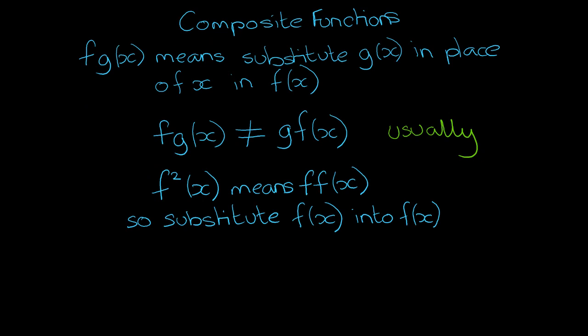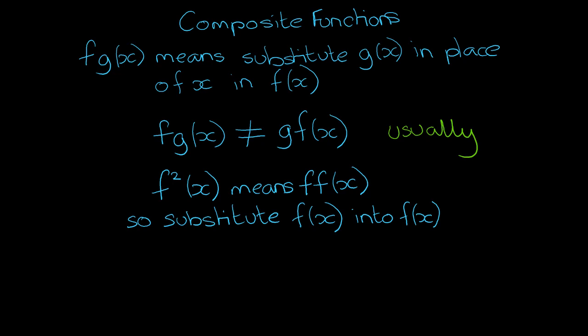Composite functions. So here's an example, f(g) of x. That's how they look. Now what this means is that we need to substitute the function g of x in place of the x in the f of x function. Now typically, 9 times out of 10, f(g) of x will not be the same as g(f) of x. It matters which way round you do it in most cases.